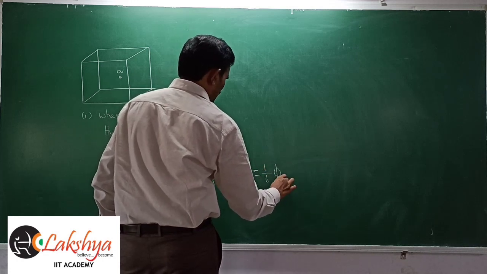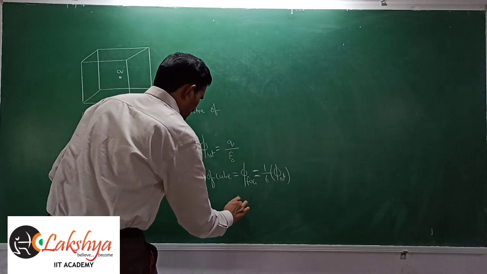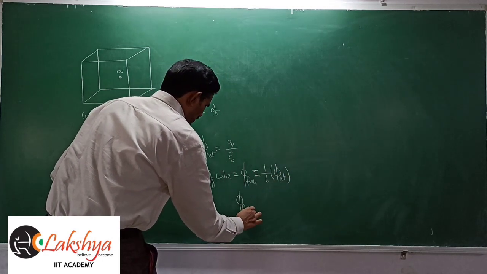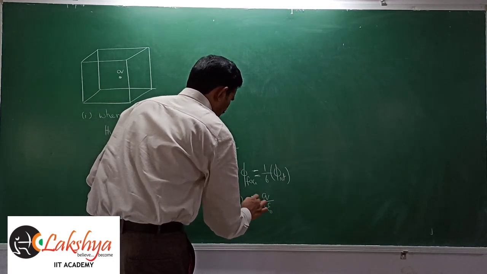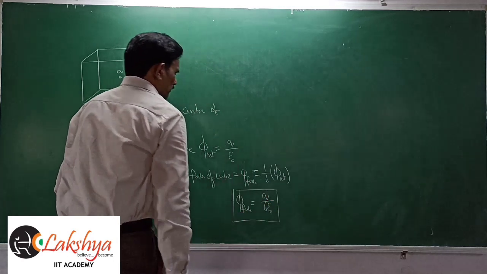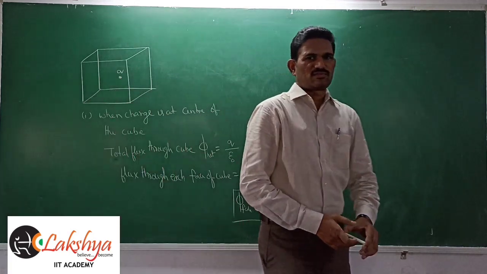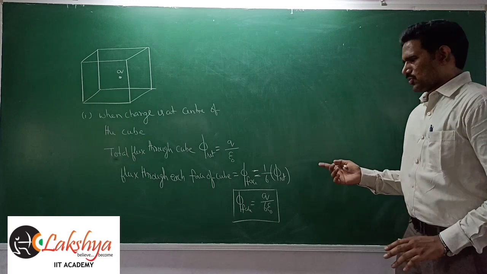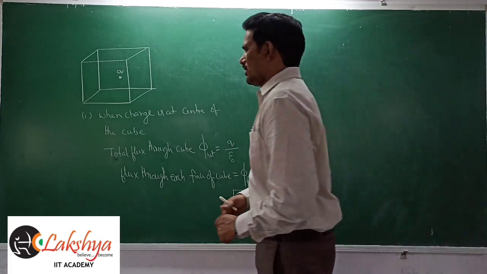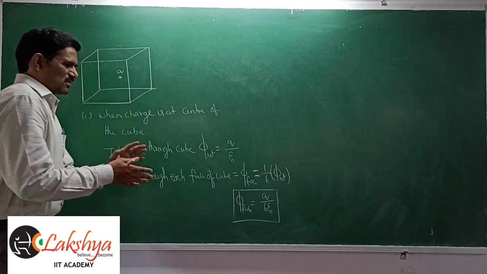So the flux through each face will be equal to Q by 6 epsilon naught. So that will be the flux through each face, right? Flux through each face is nothing but Q by 6 epsilon naught. And that is the flux through each face.